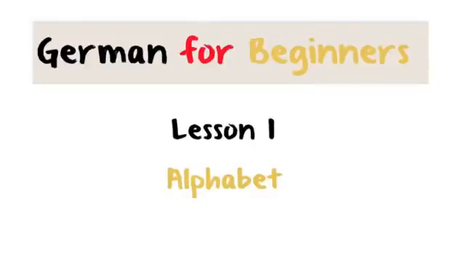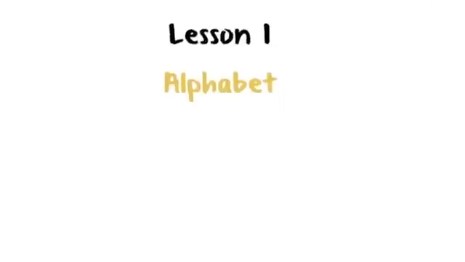In this lesson, you will learn about the German alphabet and the basic rules of pronunciation. Let's start. In the following, I will read the alphabet out loud and please repeat after me in order to practice your listening and pronunciation skills. Let's start.